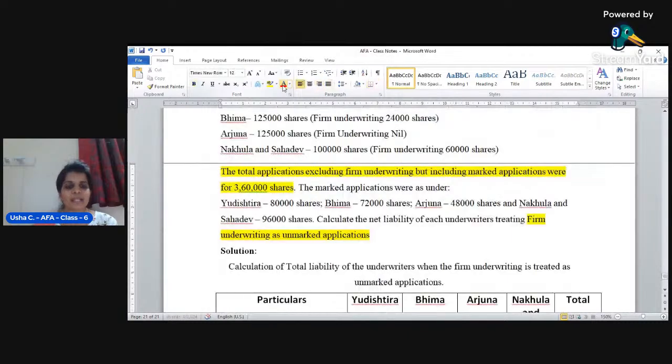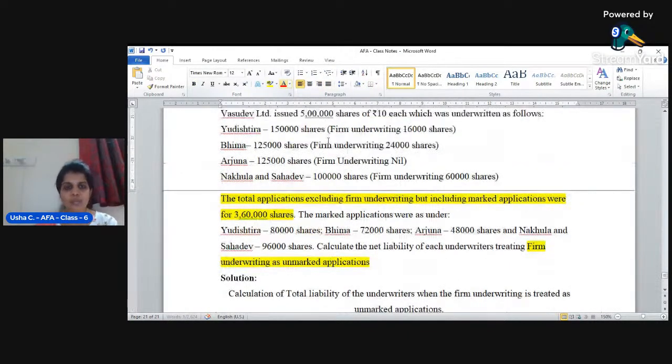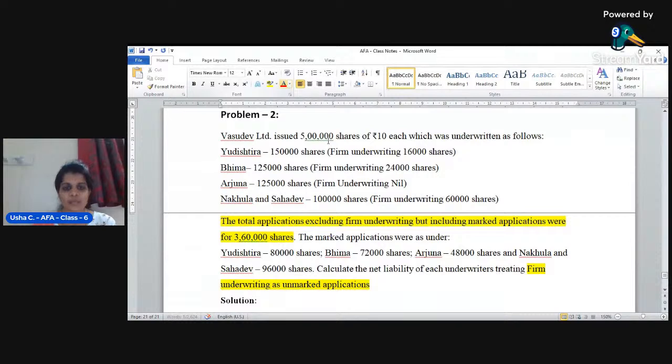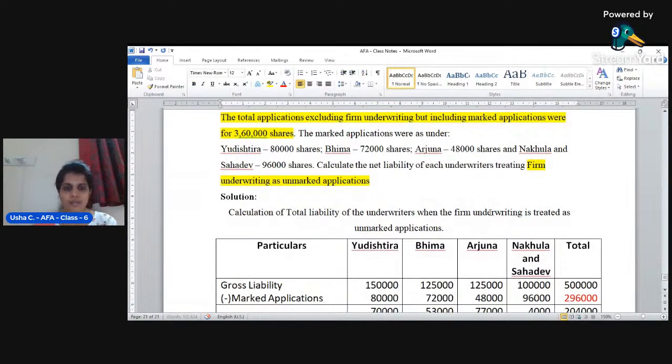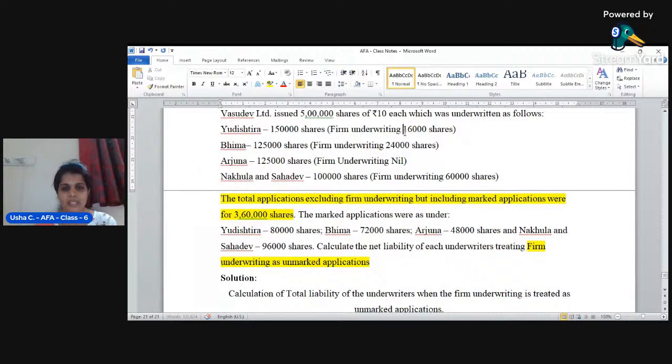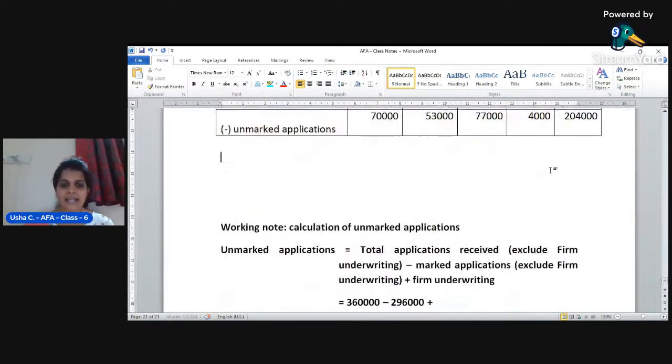Now add form underwriting. What is the form underwriting? Take the total of form underwriting, 16,000 plus 24,000 plus 60,000. Total of these three, because there is no form underwriting for Arjuna, right? Total of these three is 1 lakh. Add this 1 lakh now.